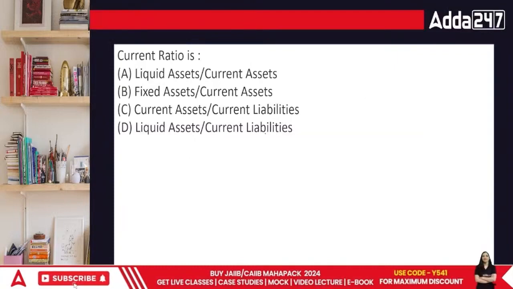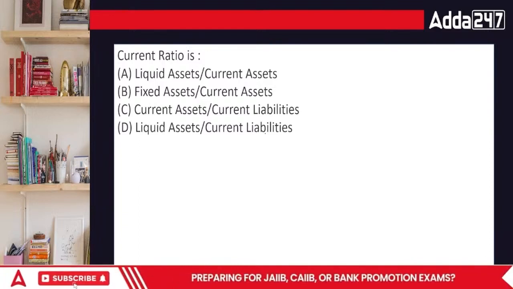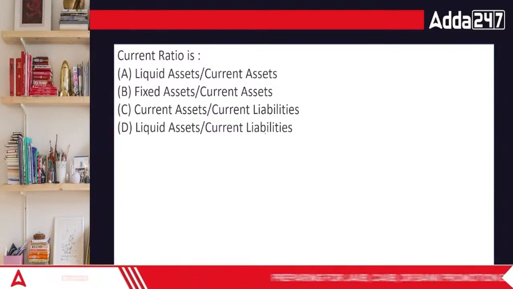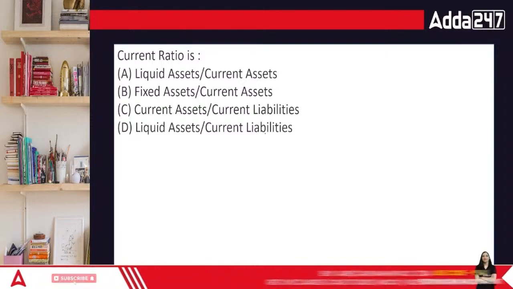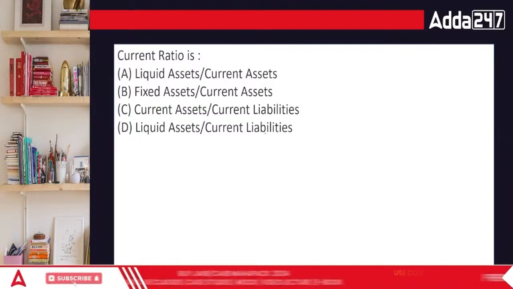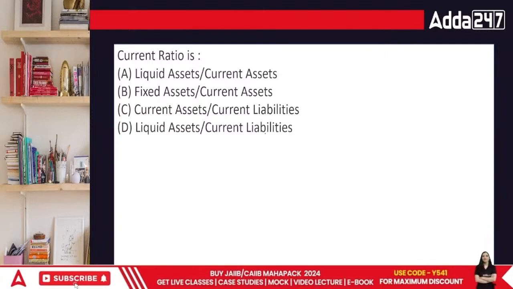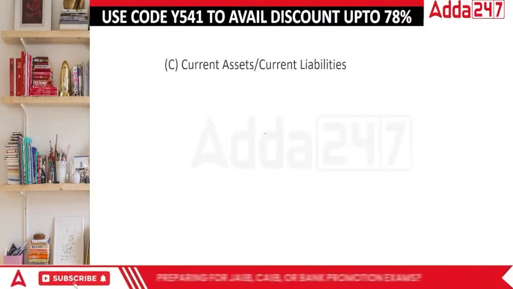Everyone, current ratio is liquid assets upon current assets, fixed assets upon current liabilities, or current assets upon current liabilities, or liquid assets divided by current liabilities. Current ratio is current assets upon current liabilities. So the correct answer in this case is C, that is current assets divided by current liabilities.